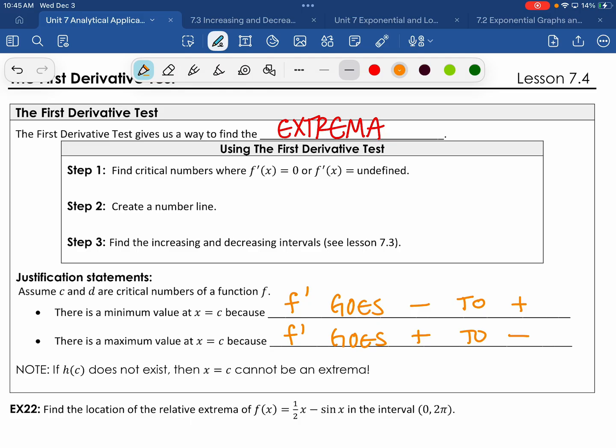And when you look at your number line, it is going to make sense because if your derivative is negative, you are decreasing. And if your derivative is positive, you are increasing. And so if you go from decreasing to increasing, you would have a minimum, and then vice versa. If your derivative is positive, you're increasing, and when it's negative, you're decreasing. And so if you go from increasing to decreasing, that's where you have a maximum.